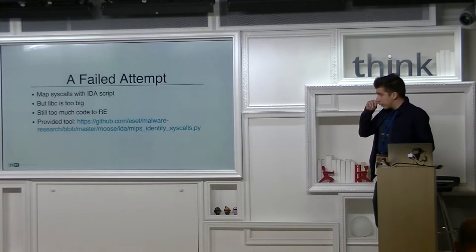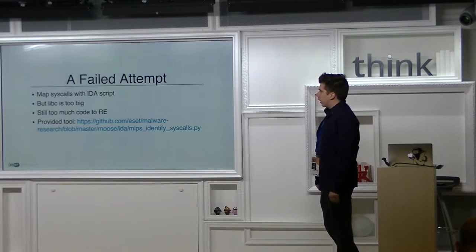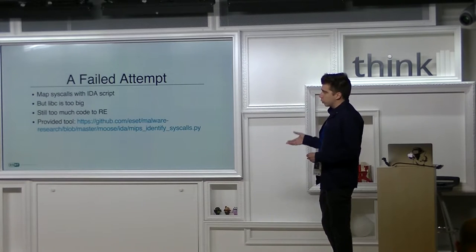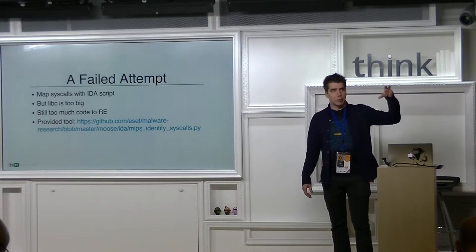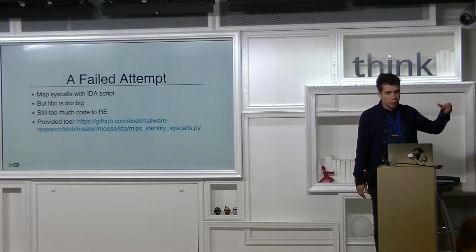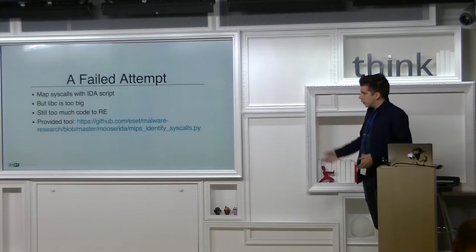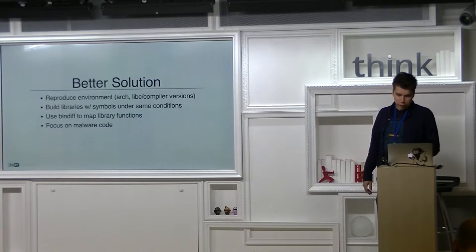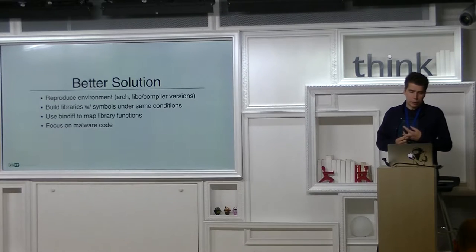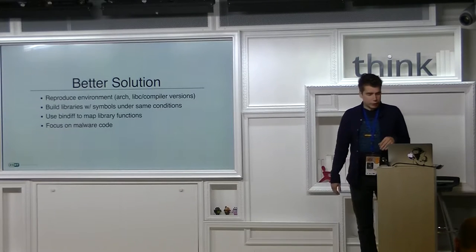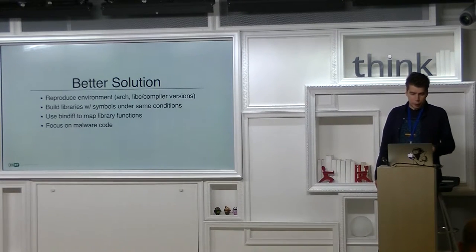So the lesson that we learned here is that we tried at first to map the syscalls with an IDA script, but there was still too much code to reverse engineer because, as in the example I just gave, going back through the puts syscall up to the printf, we were still not sure which part of the code we were in. Were we in malware code? Were we in a printf? It wasn't clear. So we still provide the tool just in case anyone wants to use it, but we found a better solution. What we did is we reproduced the environment, so the architecture, libc and compiler version. We built libraries with symbols under the same conditions, and then we used BinDiff to map library functions. And then we were able to focus on malware code.